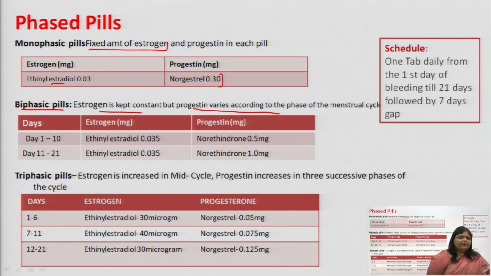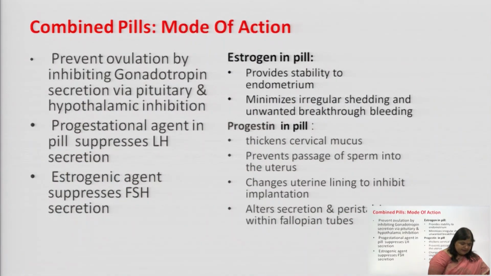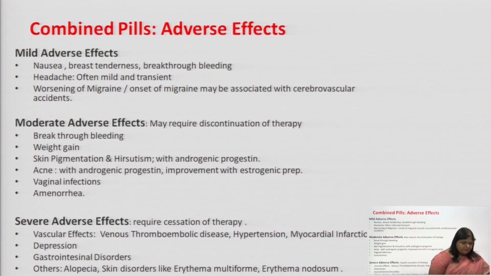Generally given in women who are older than 35 years of age, and certain other risk factors are also there, and the schedule is the same: 1 tablet from the first day of the bleeding till 21 days, followed by a 7 days gap. So, this is how the 28-day cycle is maintained. This we have already talked about.